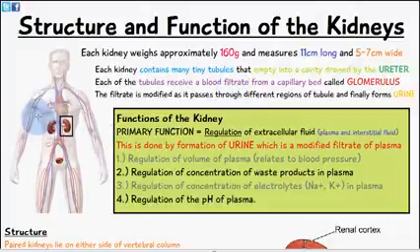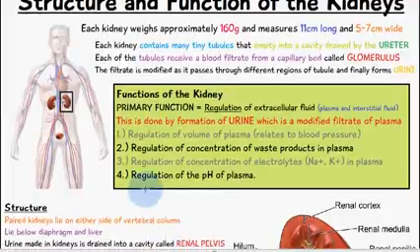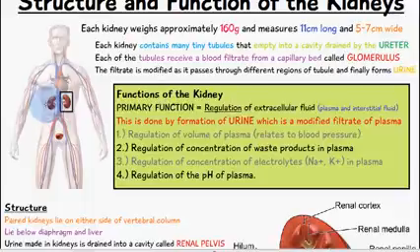We can see from this image here the approximate location of the kidneys. We have two of them and they are located on either side of the vertebral column. And they lie below the diaphragm and the liver. In the case of the right kidney, it's below the liver here.